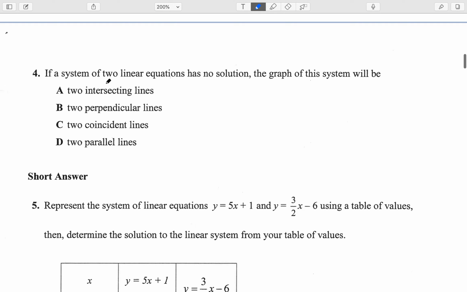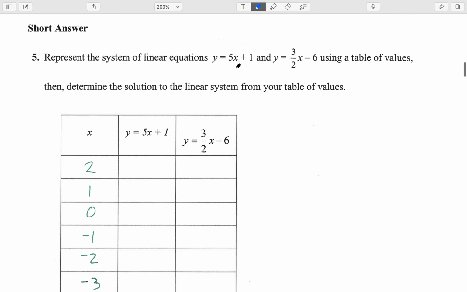Okay, hang on. It says two linear equations has no solution. Well, that's one solution. If there's no solution, that means that these two are never ever going to cross, which means they are parallel. They usually write them with little arrows like that, which means two parallels. Got to be D. Okay, how about this one?